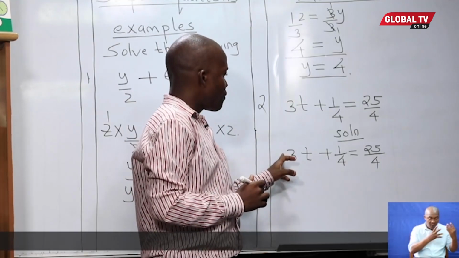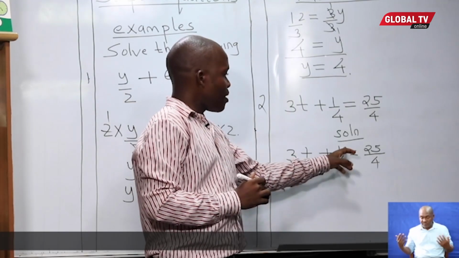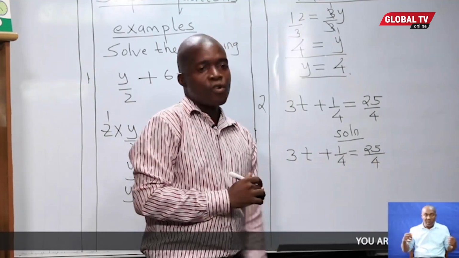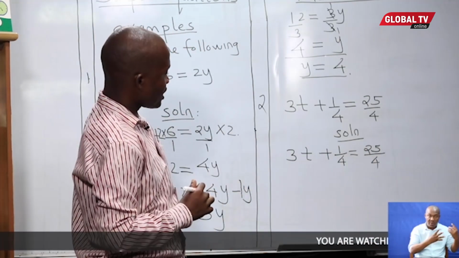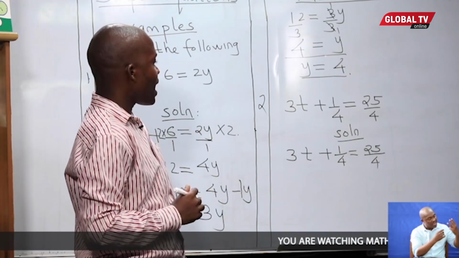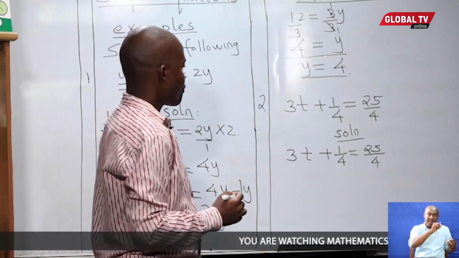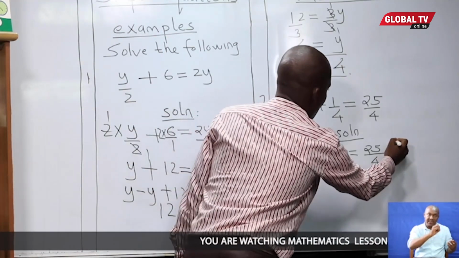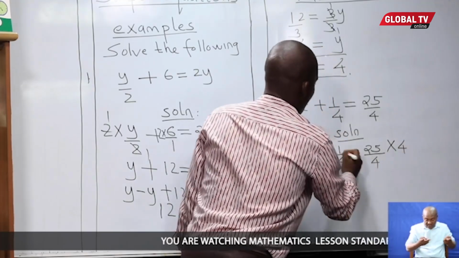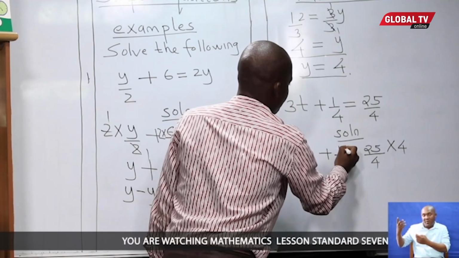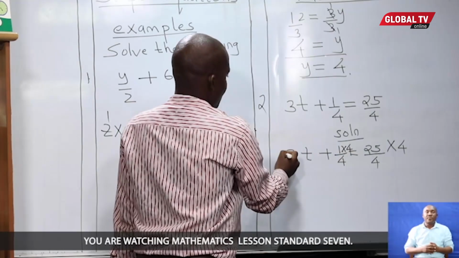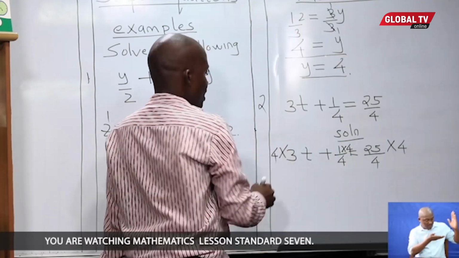3t, we multiply by 4. 1 over 4, we multiply by 4. The same 25 over 4, we multiply by 4. Why do we multiply by 4? In order to remove our denominator. Therefore, 25 over 4 multiplied by number 4, 1 over 4, the same, we multiply by number 4, and 3t, the same again, we multiply by number 4.